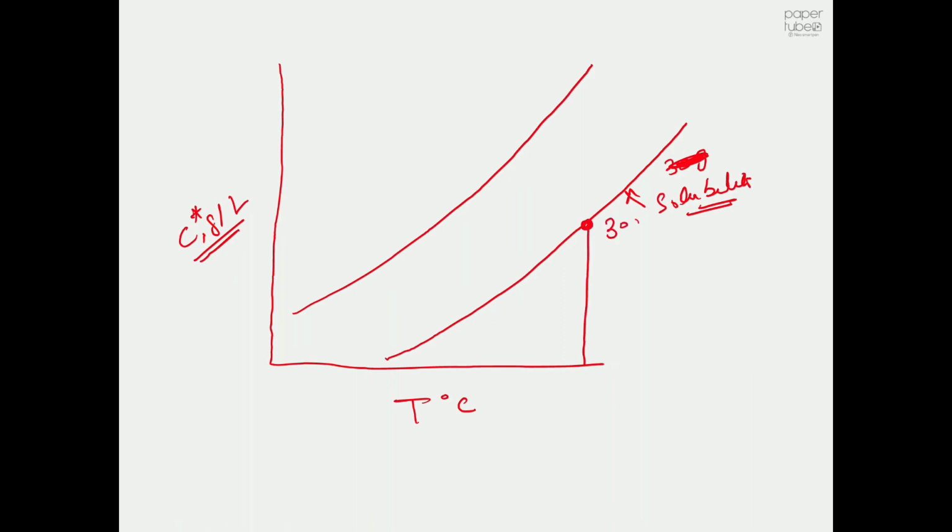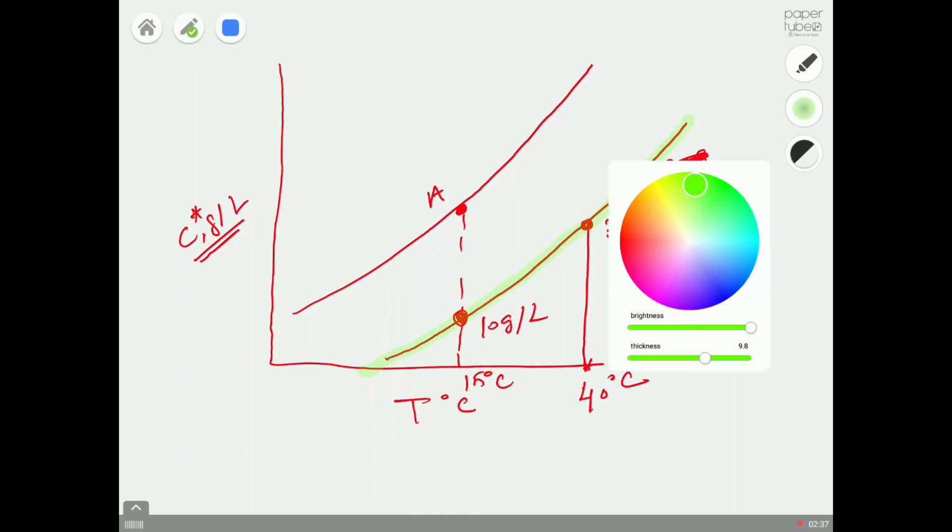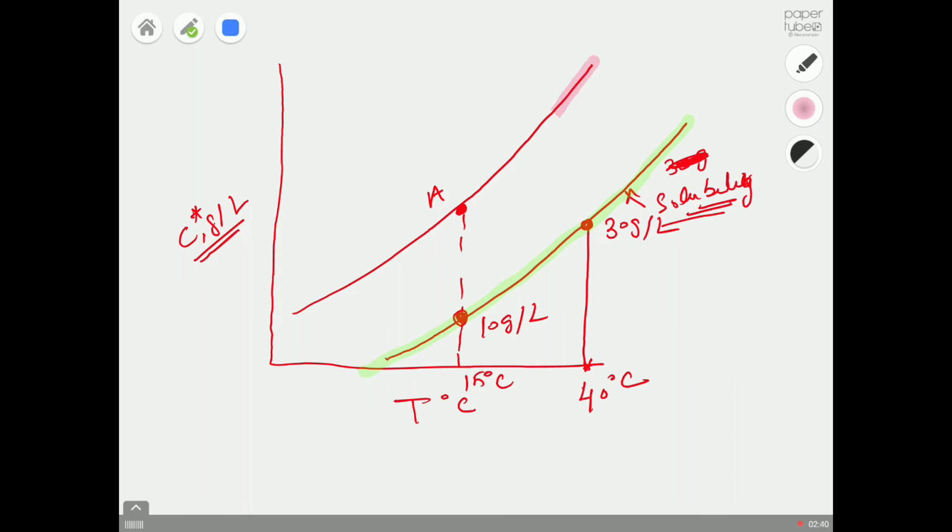So 30 grams per liter when your saturation temperature is at 40 degrees centigrade, and your cloud point temperature, let me check. The cloud point is at point A, and it happened at a temperature of 15 degrees centigrade, and at 15 degrees centigrade the solubility is 10 grams per liter. You have a solubility line, just follow the green highlight. That's your solubility line. And just follow the red highlighter. That's your metastable zone width.